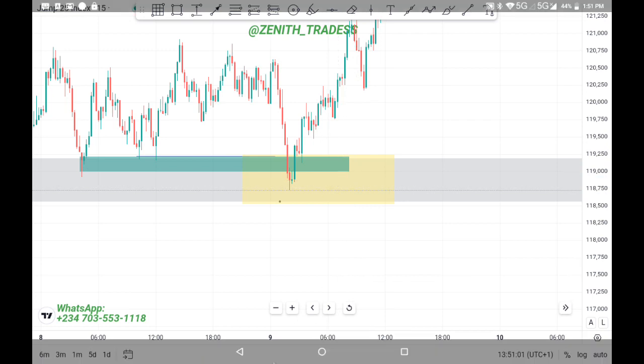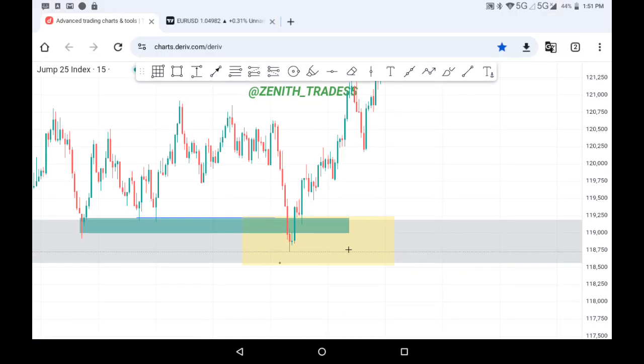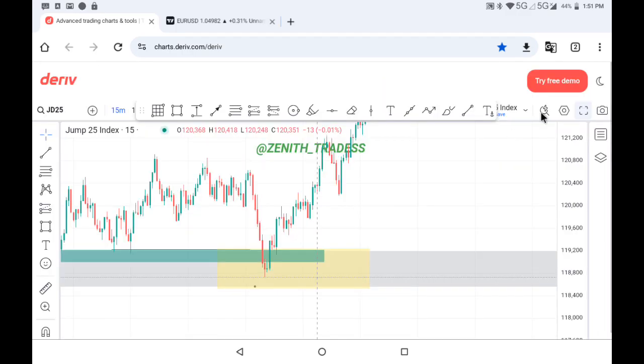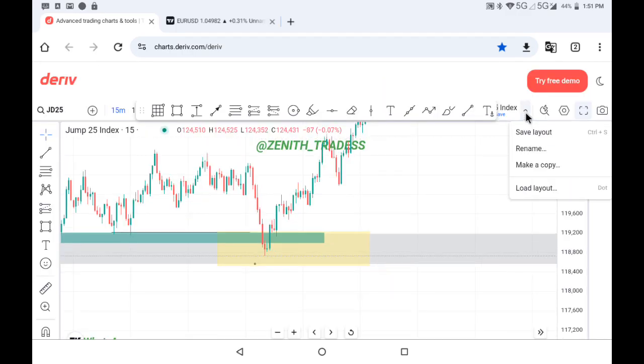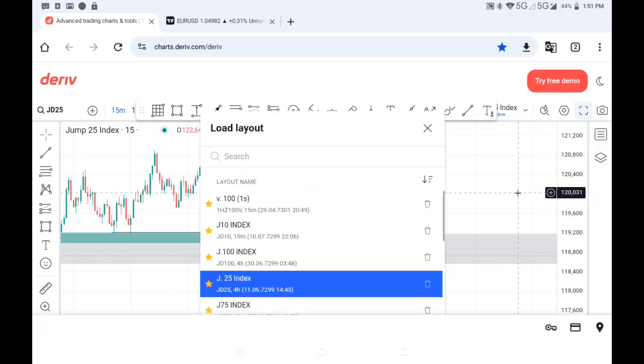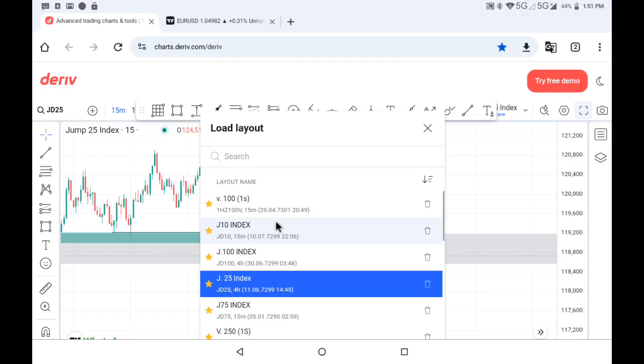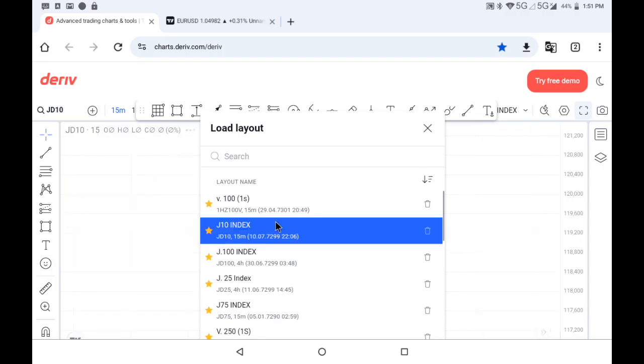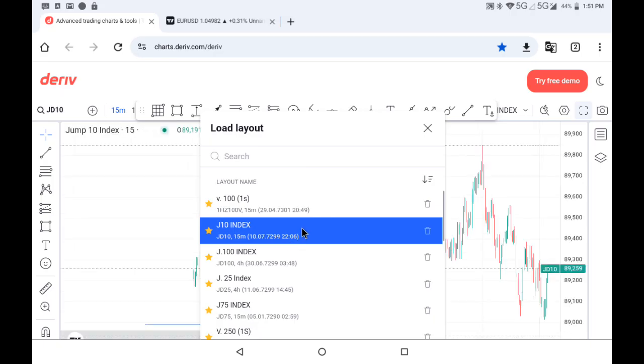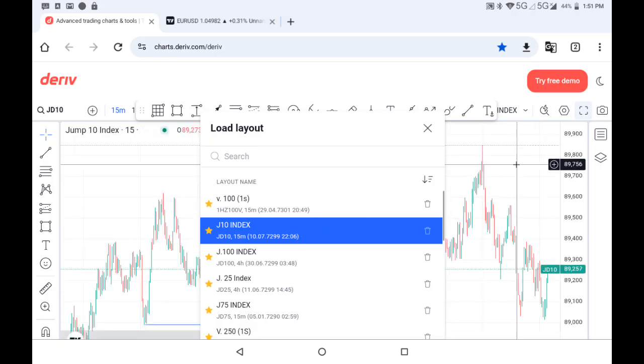Let me show us one or two more examples on another pair, and let's round up this video. We will dwell much more on this entry pattern, both CRT reclaim block and reclaim mitigation, by special grace of God in our next video. Let's see one or two more examples on Jump 10, and let's wrap everything up. This video should be getting to an hour if I'm not mistaken.